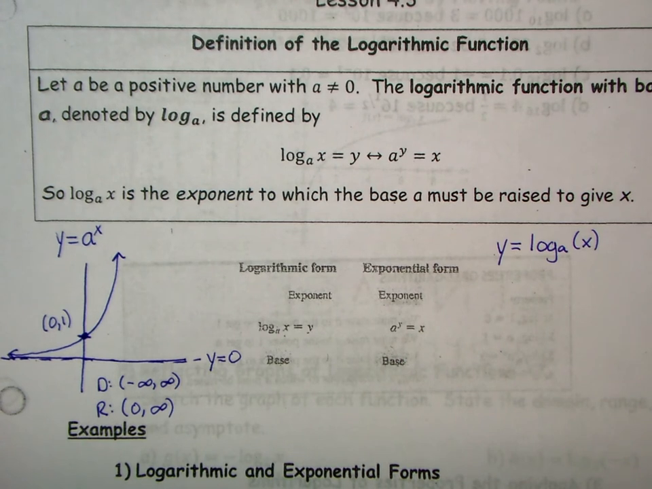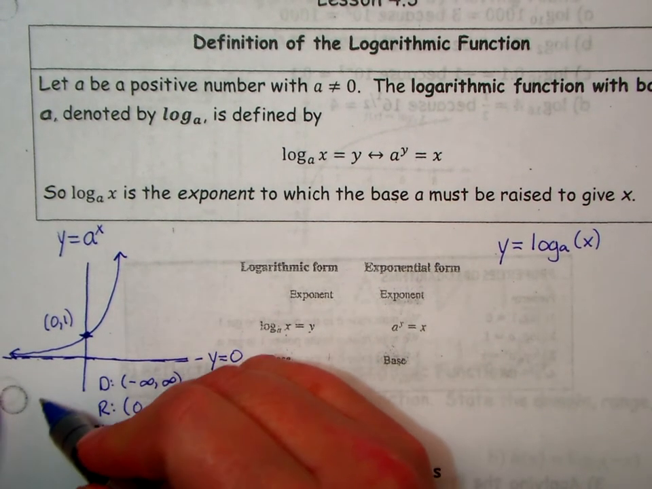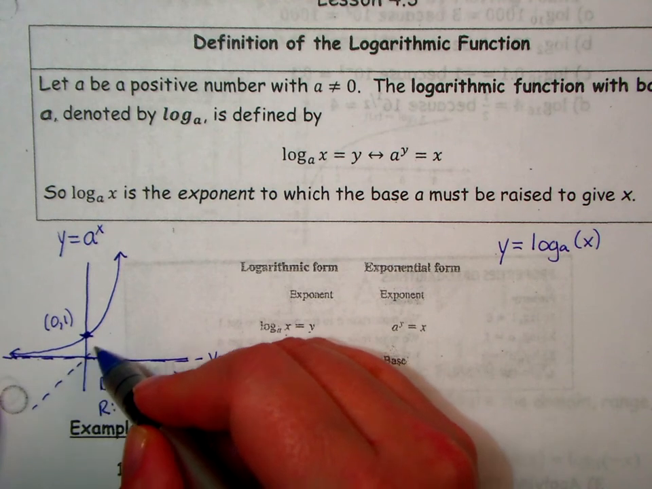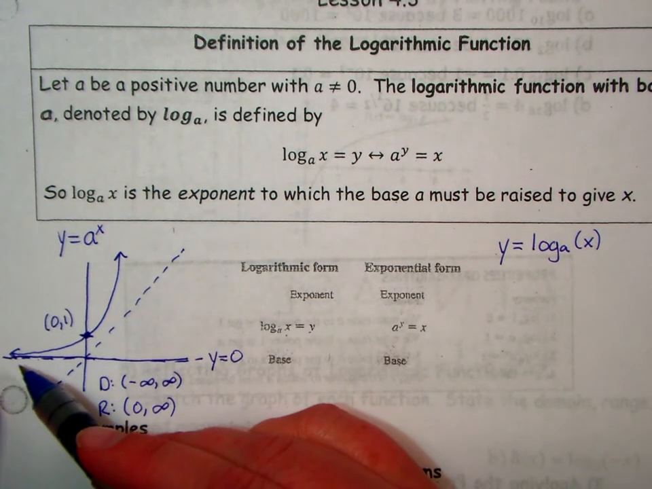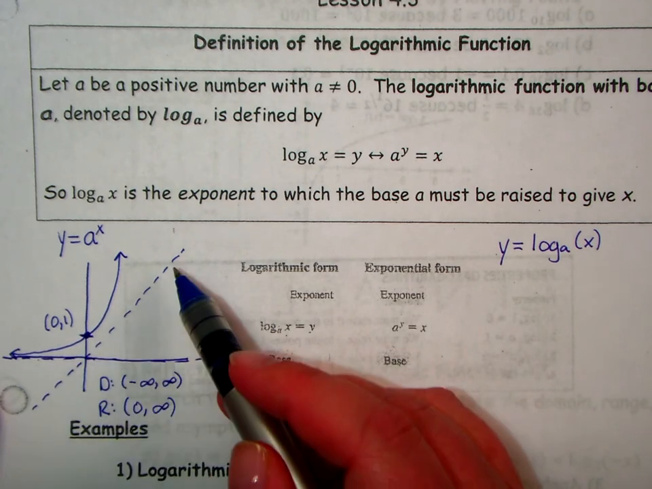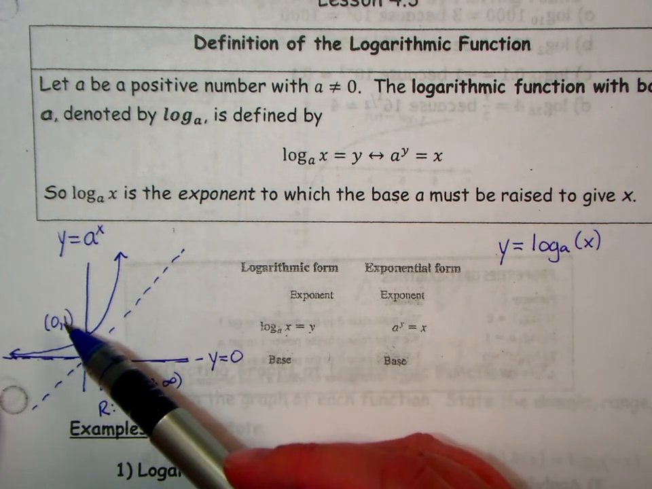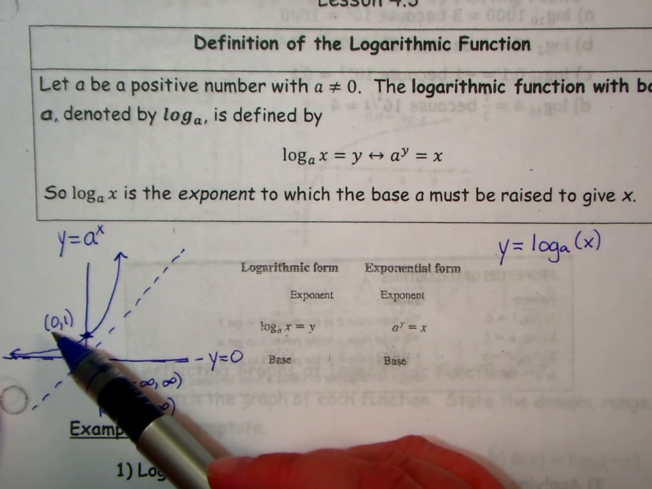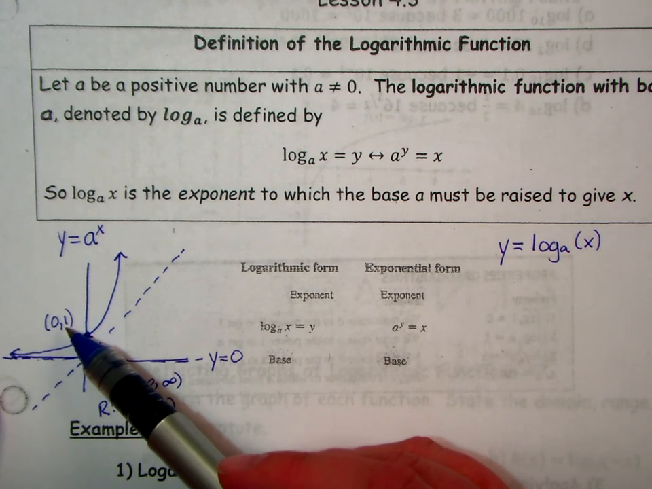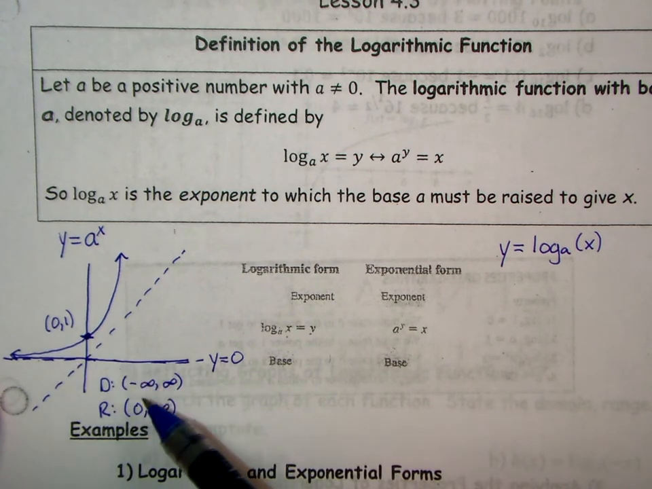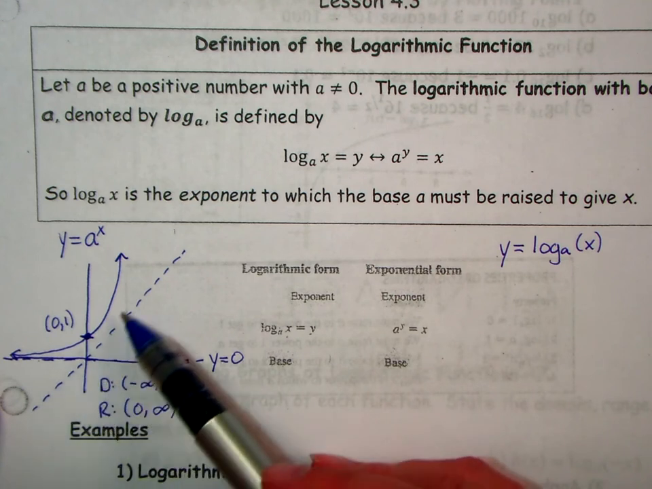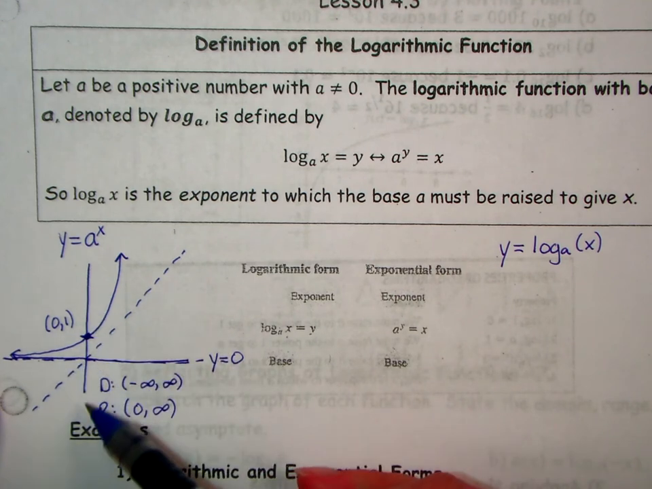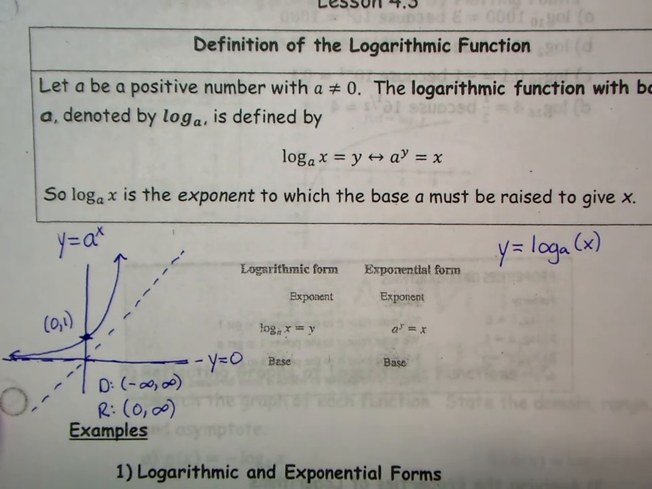When we did inverses, that's when we drew the line y equals x on our graph, and then we reflected the graph over this diagonal line. A couple things happened. The points switch: if 0, 1 is on a to the x, then 1, 0 is on the inverse. The domains and ranges switch. The horizontal asymptote, when we reflect it over this 45-degree angle, is going to become a vertical asymptote. So over here, I'm going to make all those changes.